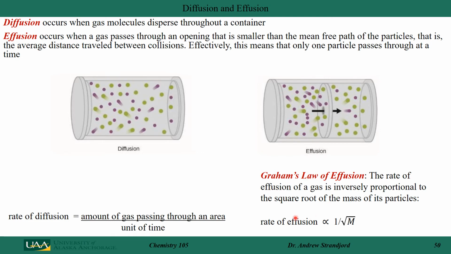Effusion, we can relate by proportionality, which is equal to 1 divided by the square root of the mass of the particles. So I actually have to know how much each of these particles weighs. So I need to measure the mass. Let's look at that equation in a little more detail.